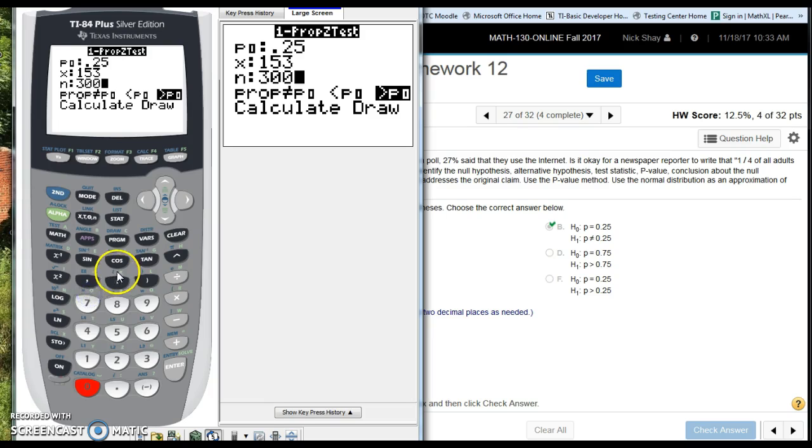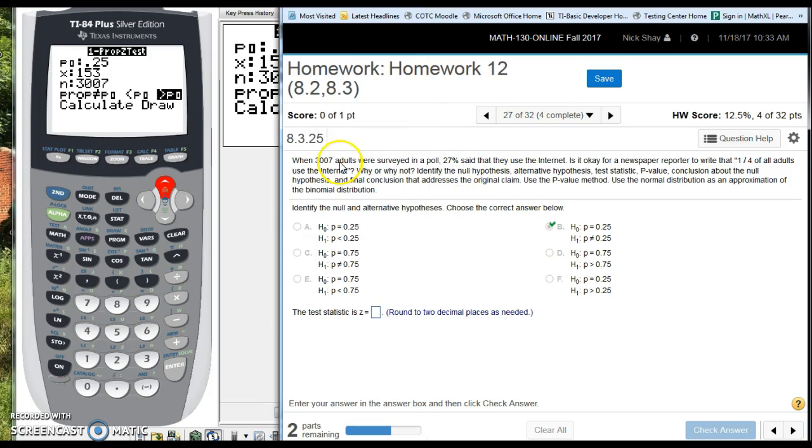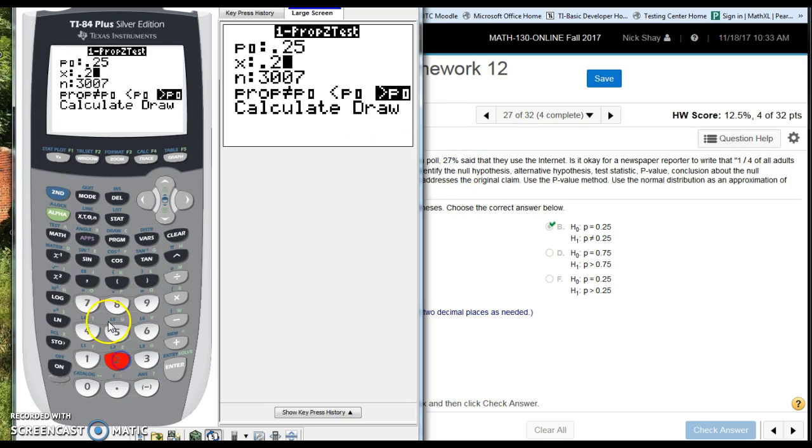The x value is going to be 27% of 3,007, so that's going to be 0.27, right, times the total number we asked, which is 3,007. You can actually do that in the calculator. Now, here's something you need to be aware of. It's giving us 811.89. X has to be a whole number value, so we're going to round that to 812. So anytime you just multiply the percentage by the total, and if you get a decimal, you need to round that to a whole number.